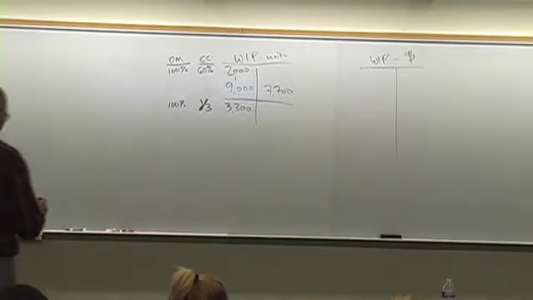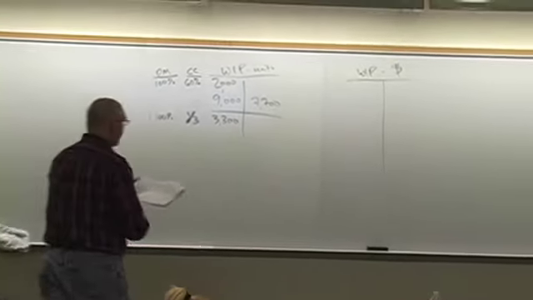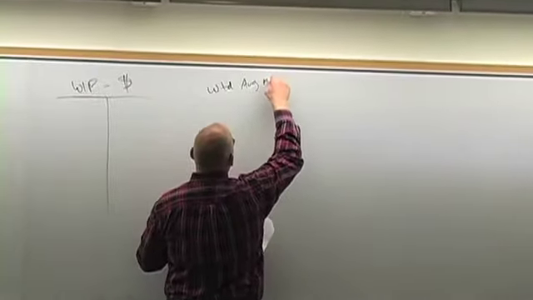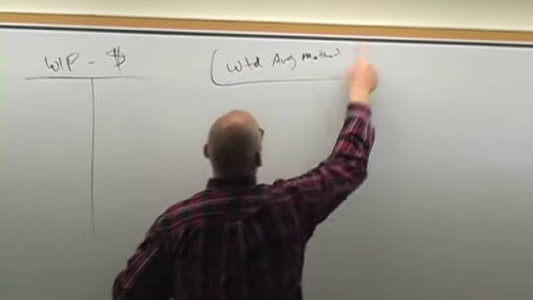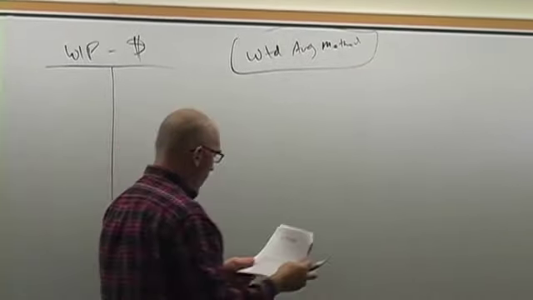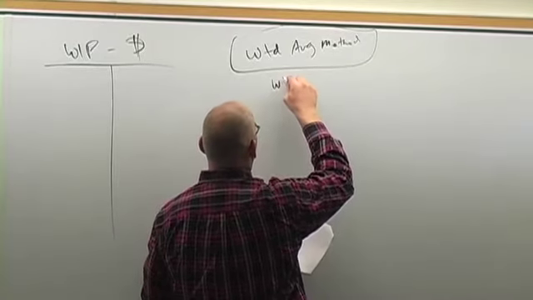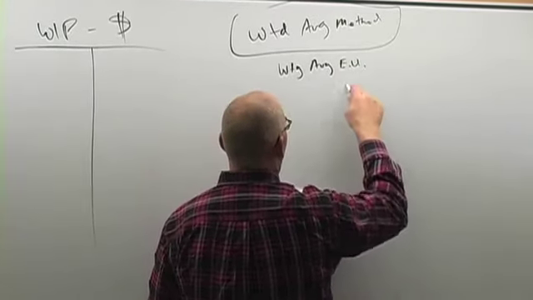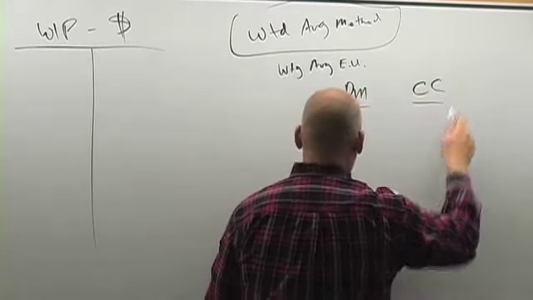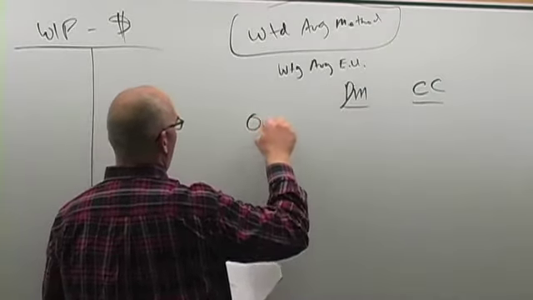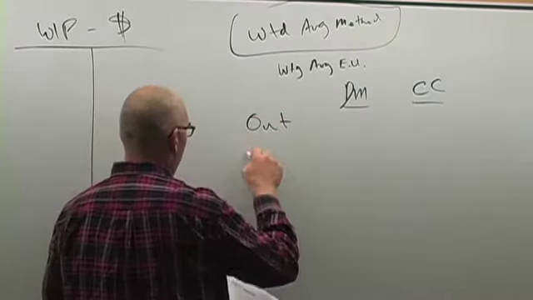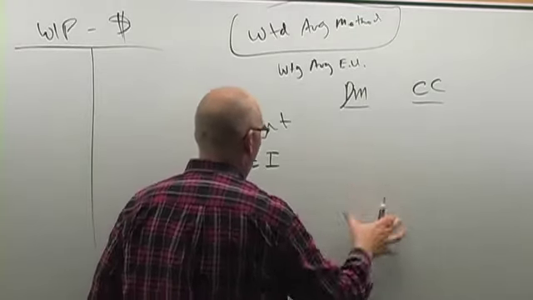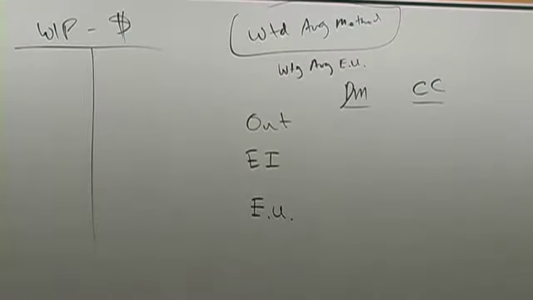Now, let's learn the weighted average method. We are going to calculate weighted average equivalent units, both for direct materials and for conversion costs. And you would have no way of knowing this, but out plus ending inventory equals equivalent units. So these are all the numbers that we're going to calculate.